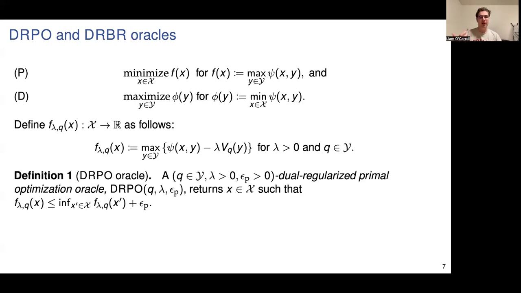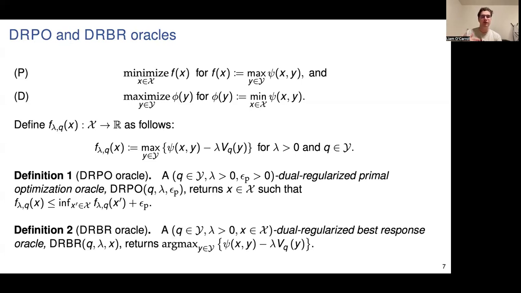So having defined this regularized version of f, we can formally state the definition of what we call the dual regularized primal optimization oracle, or DRPO oracle. Instead of returning an epsilon sub p optimal solution for the primal optimization problem P, the DRPO oracle returns an epsilon sub p optimal solution for minimizing the regularized version of f over the primal constraint set X.